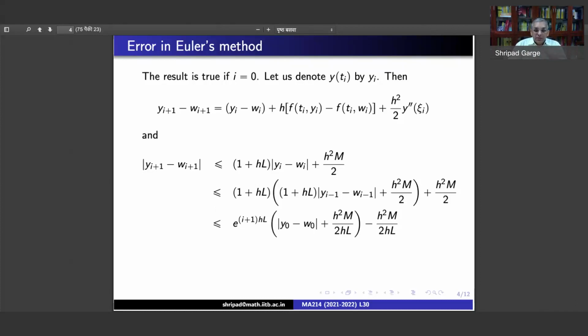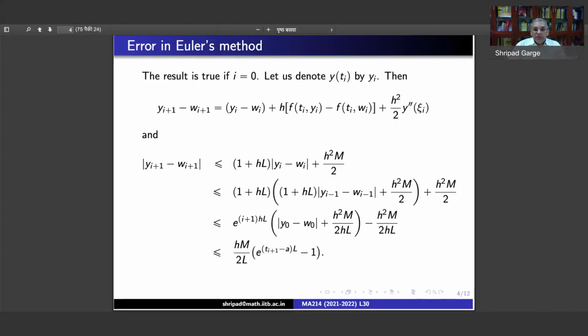So once we have this, all we need to do is to write, because y_0 minus w_0 is 0. We know that at the 0th step, of course, y_0 is equal to w_0. So it is just h squared M upon 2hL, and outside also you have the same quantity. So it is e to the power (i+1)hL, but e to the power (i+1)h is simply t_{i+1} minus a.